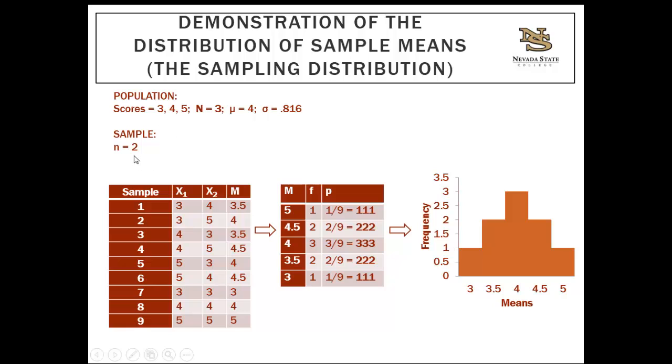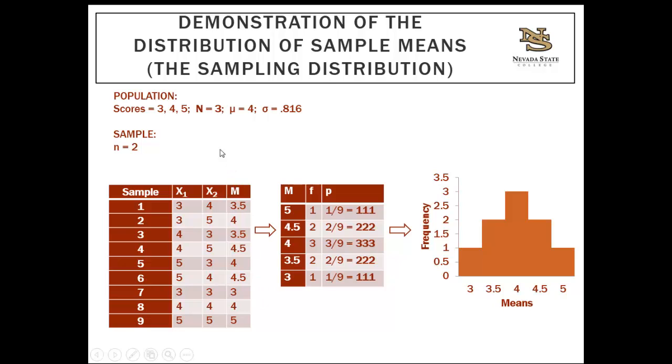So again, chances are you're not going to have a sample size of 2, and you certainly aren't going to have a population size of 3, but for the purpose of demonstrating this, we're going to stick with keeping it simple. Because as you can imagine, once you go through and understand this, it could get very complicated very quickly with larger samples and populations.